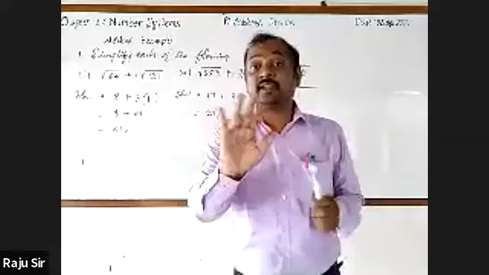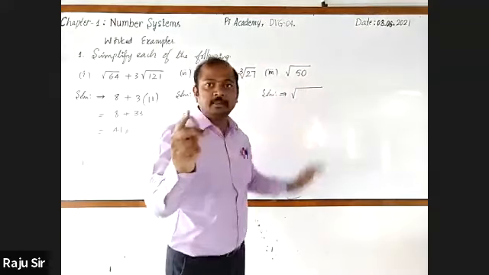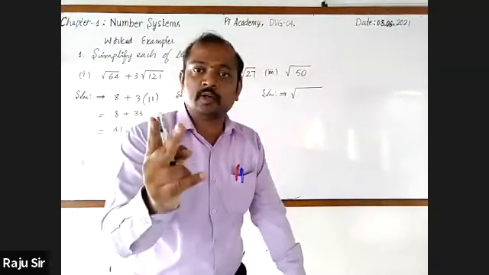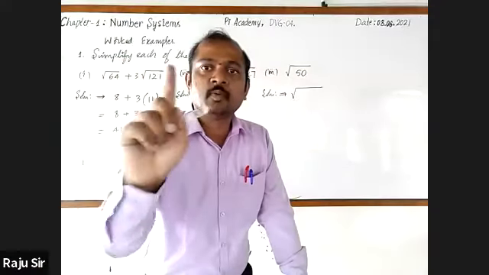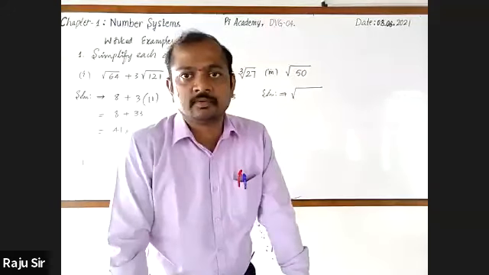Sir, 5 into root 2. I'm not asking you the final answer. I've been asking how 50 can be written as the product of two numbers. Sir, 49 plus 1, 1 is a perfect square. I've been asking you what that is. 7 square plus 1.